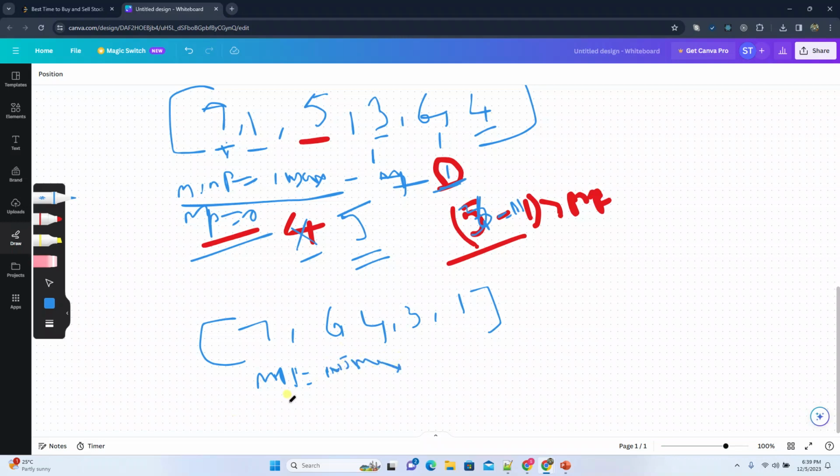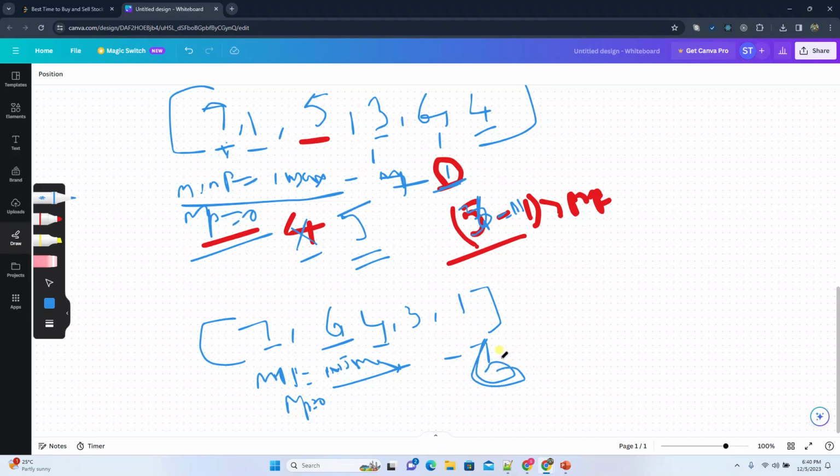So min price is INT_MAX and maximum profit is equal to 0, right, initially. Now minimum price is this one, and when you are here, minimum price will become 7. In the next iteration I come here, and 6 is less than 7, so minimum price will become 6.